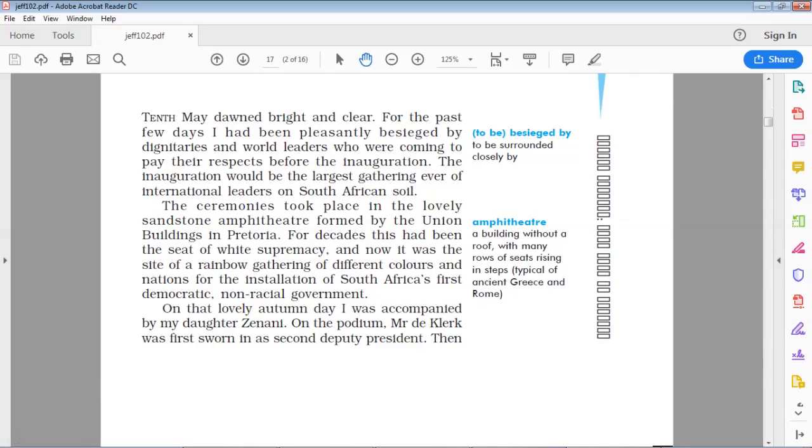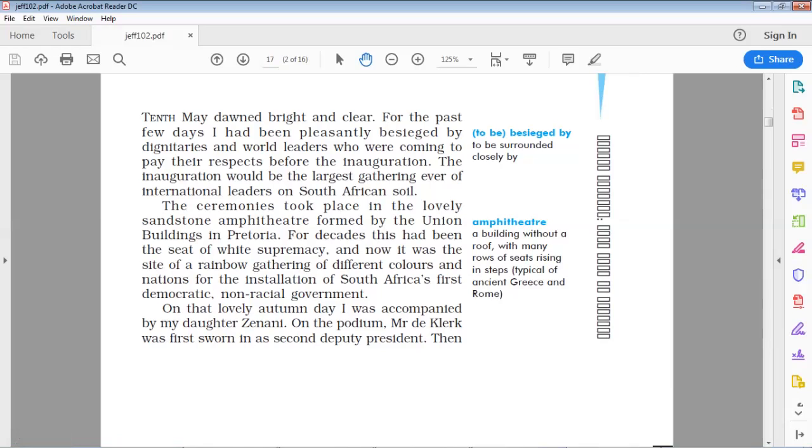10th May dawned. Dawned means the beginning of the morning, when the sun rises. On 10th May, it was bright and clear. The day was very bright and clear. For the past few days, I had been pleasantly besieged by dignitaries and world leaders who were coming to pay their respects before the inauguration.